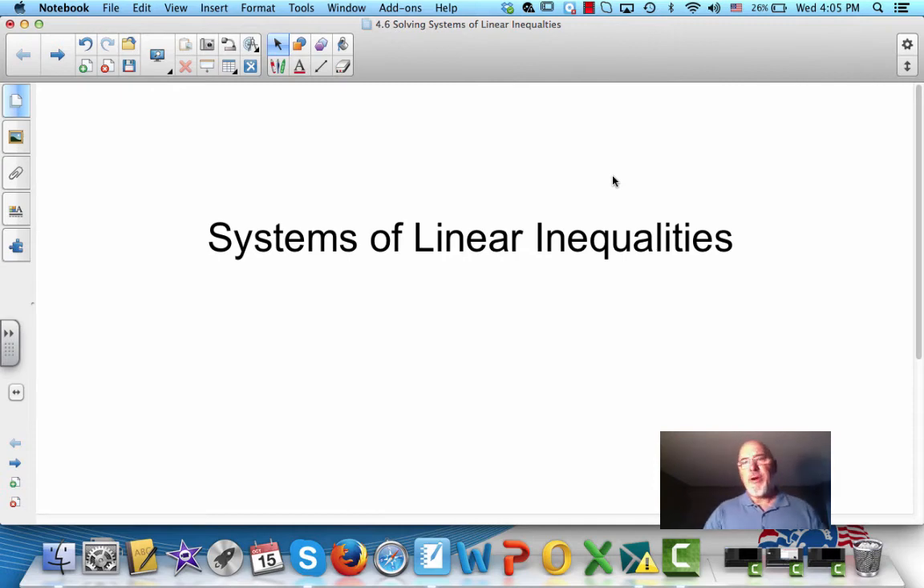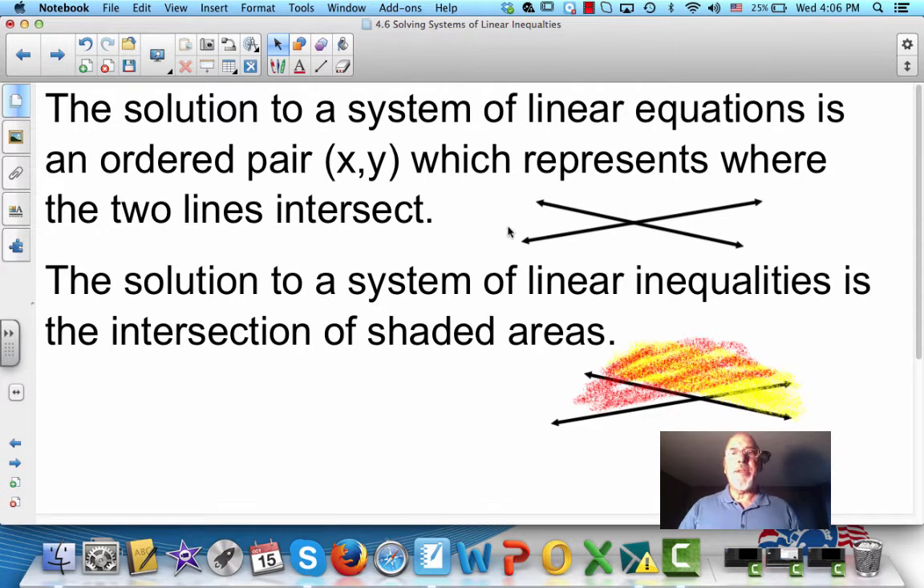Systems of linear inequalities. The solution to a system of linear equations is an ordered pair right here where they intersect. The solution to a system of linear inequalities is the intersection of the shaded areas. So the first one is just the intersection at a point. The second one, of inequalities, is the intersection of the shaded areas. So whenever I say find an answer that results in a true statement when you plug it in for the x and the y, there would only be one here, or if it was the same line, it would be infinite.